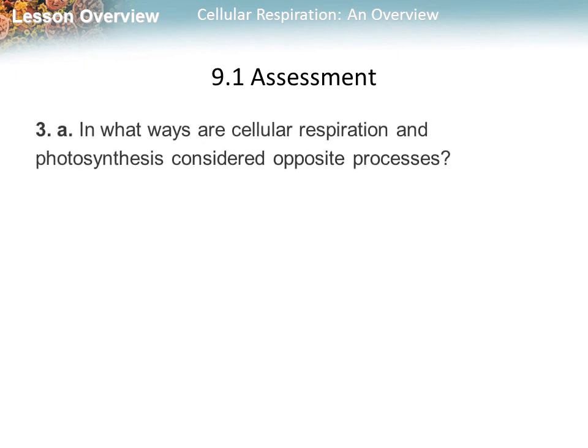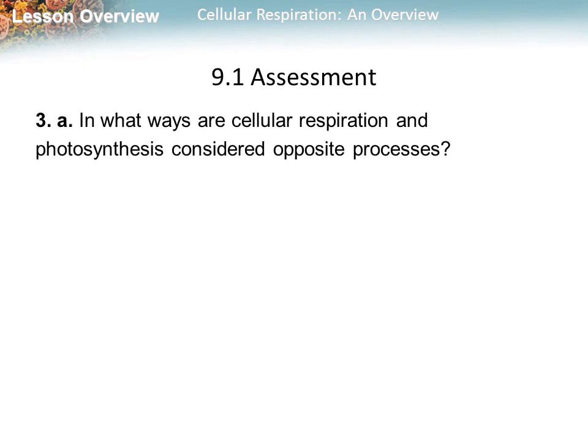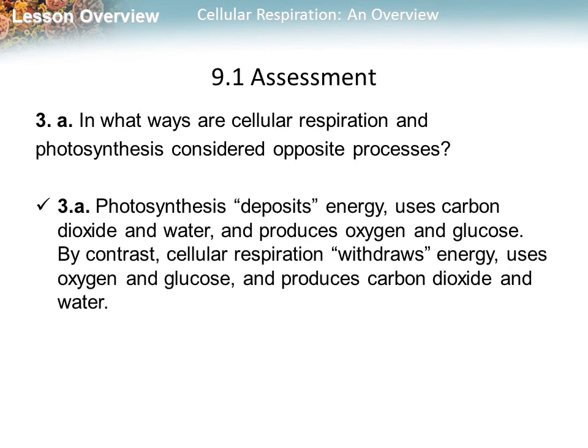Well, now let's see 3A. In what ways are cellular respiration and photosynthesis considered opposite processes? Photosynthesis deposits energy, uses carbon dioxide and water, and produces oxygen and glucose. By contrast, cellular respiration withdraws energy, uses oxygen and glucose, and produces carbon dioxide and water.